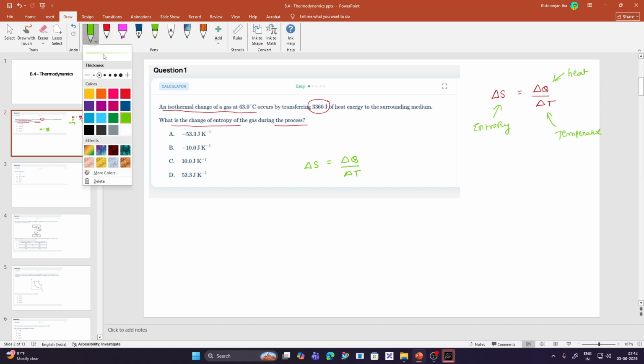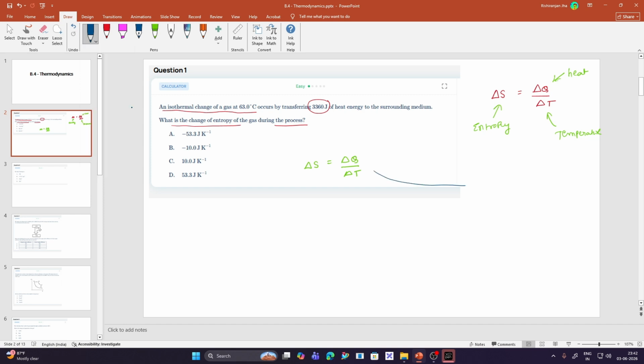So we have the conversion of Celsius into Kelvin, which can be written as temperature in Kelvin is equal to temperature in degree Celsius plus 273. So after this, let's start with our numerical. As we know that delta S is entropy, delta Q is heat, and delta T is temperature. Now since it's an isothermal gas at 63 degrees Celsius, we have delta Q, that is 3360 joules.